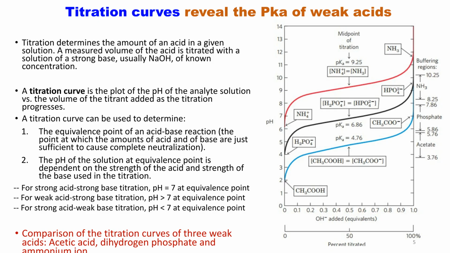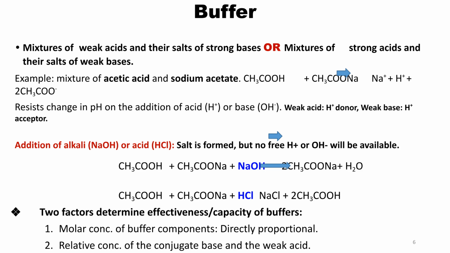Titration curves reveal the pKa of weak acids and can determine the equivalence point of an acid-base reaction. The pH at the equivalence point depends on the strength of the acid and base used. Buffers are mixtures that resist changes in pH upon the addition of acid or base. Their effectiveness depends on the molar concentration and the relative concentration of the conjugate base and the weak acid.